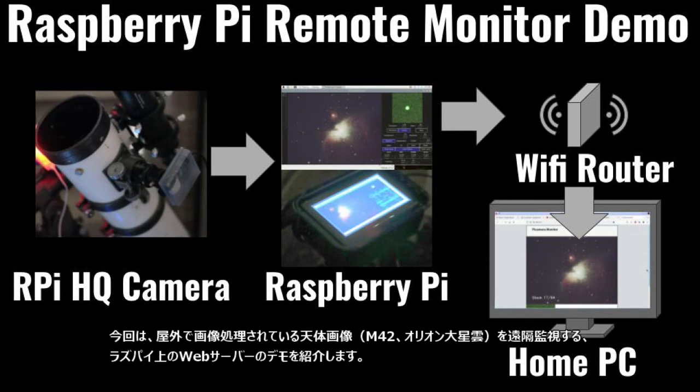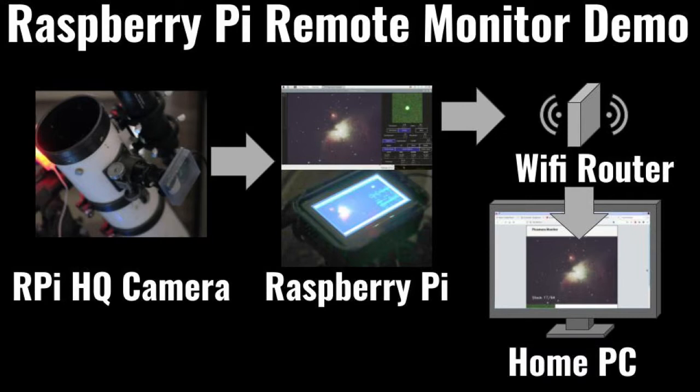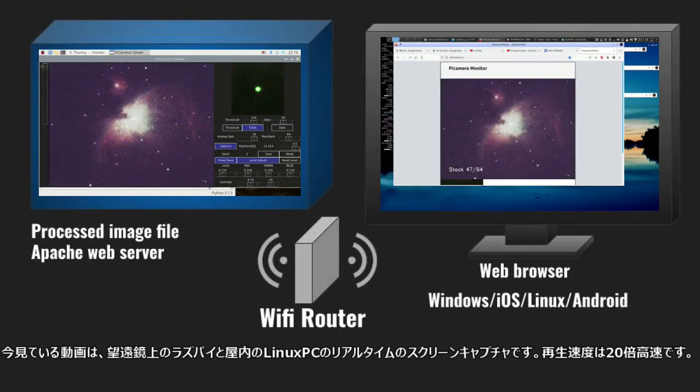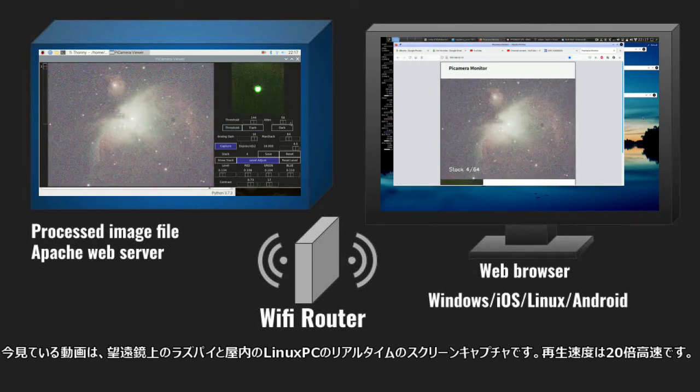I am going to show you a demonstration of a web server working on my Raspberry Pi to monitor the M42, the Orion Nebula image that is being live stack processed outside my house. The videos you are seeing are the real-time screen captures of the Raspberry Pi on the telescope and a Linux PC inside the house. The playback speed is 20 times faster though.